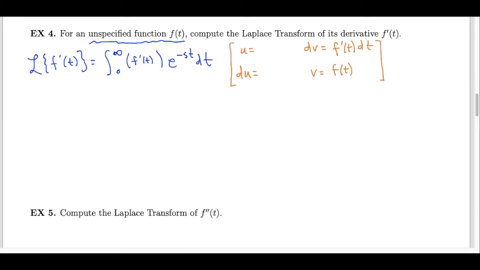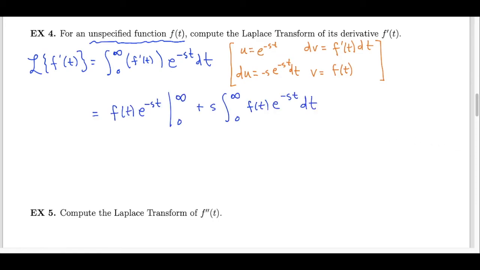Here's what I mean. When I set up integration by parts, these two components, u and dv, have to comprise my entire integral. And in this case, f prime is a derivative, so I'm going to choose it as my dv. Then anti-differentiating, v will just be the unknown function f. This will require me to choose e to the negative st as my u, which will yield negative s e to the negative st dt as my du. Now I'll implement the structure of integration by parts.